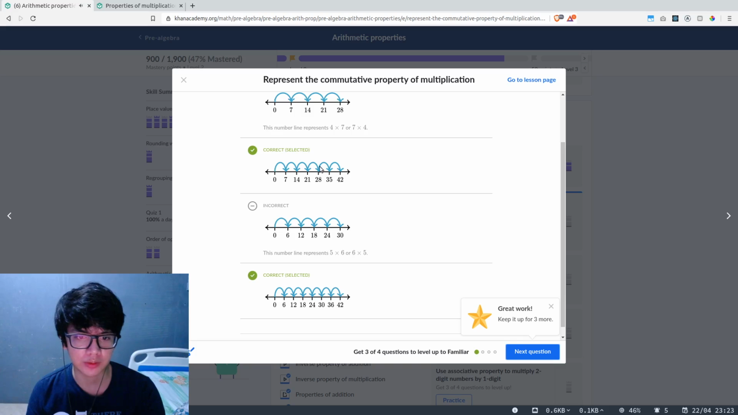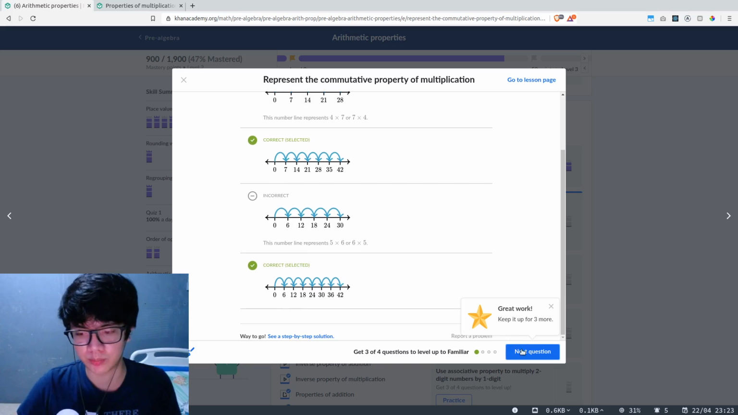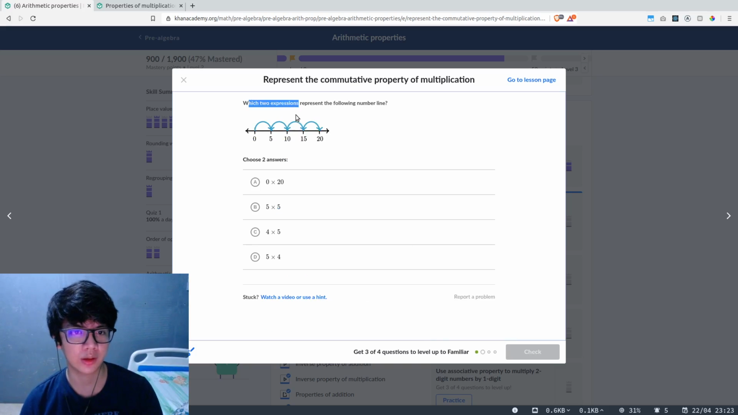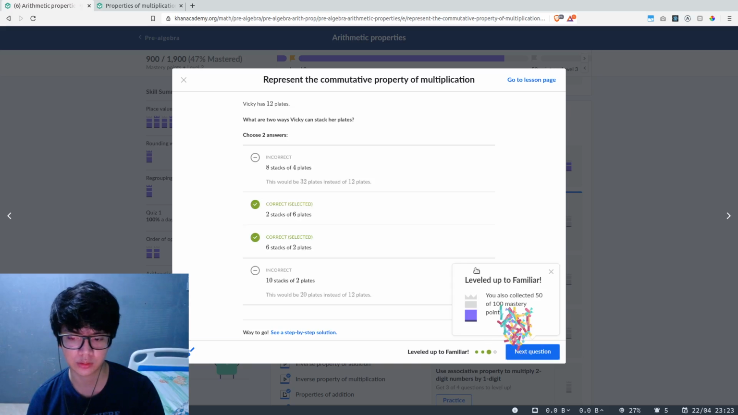We can jump like 7 times, or we can jump like 6 times. 7 times by 6. Which two expressions match the following number line? That's 4 times 5 times 4. Vic has 12 plates. What are 2 ways Vic can stack her plates? 2 stacks of 6 plates and 6 stacks of 2 plates.